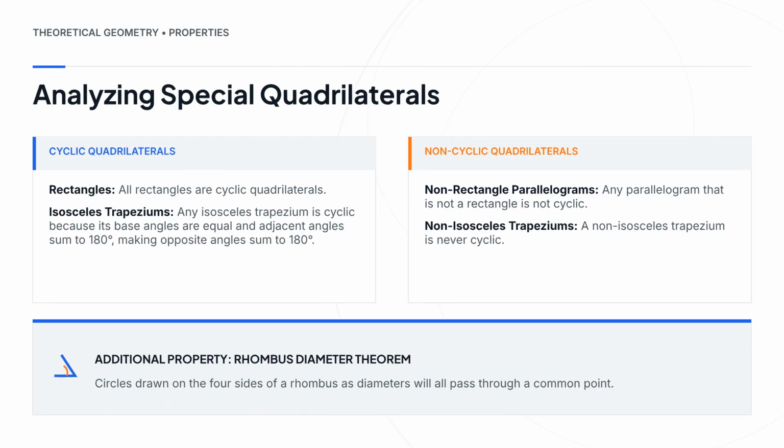Not all shapes are cyclic. Rectangles and isosceles trapeziums are, but general parallelograms and non-isosceles trapeziums are not. Also, note the rhombus diameter theorem, where circles on the sides of a rhombus pass through a common point.